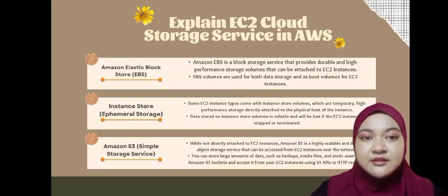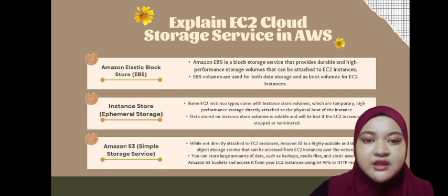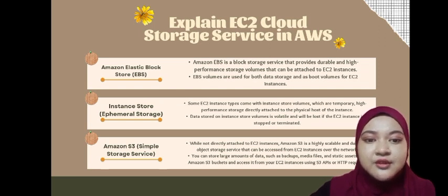Okay, the next is explain EC2 cloud storage service in AWS. First is Amazon Elastic Block Store, or EBS. EBS is a block storage service that provides durable and high-performance storage volumes that can be attached to EC2 instances. EBS volumes are used for both data storage and boot volumes for each EC2 instance.